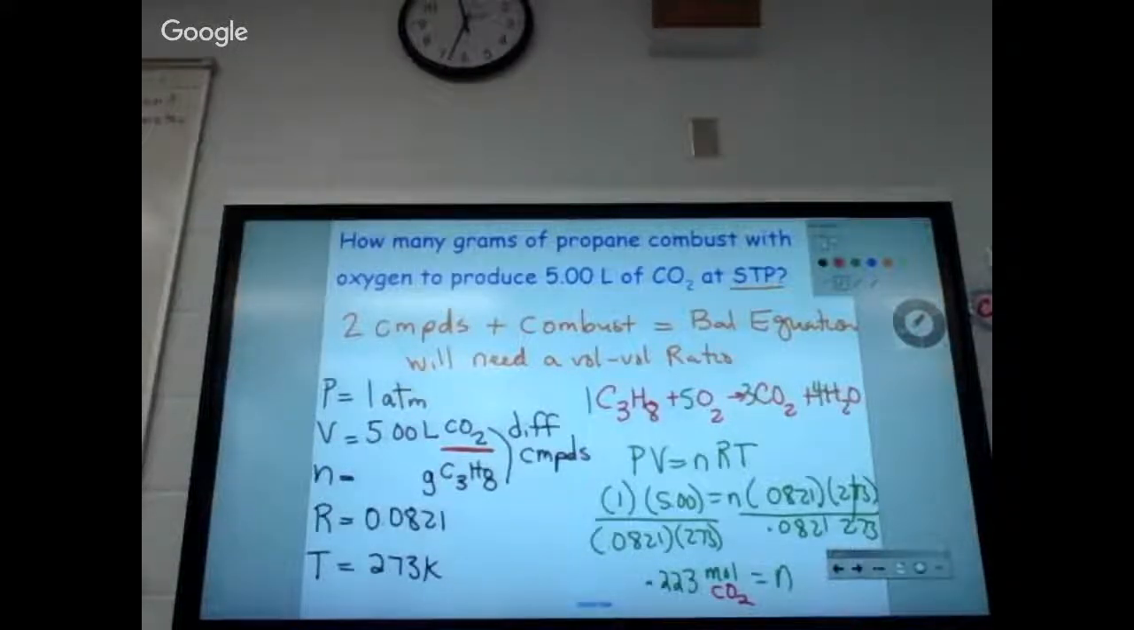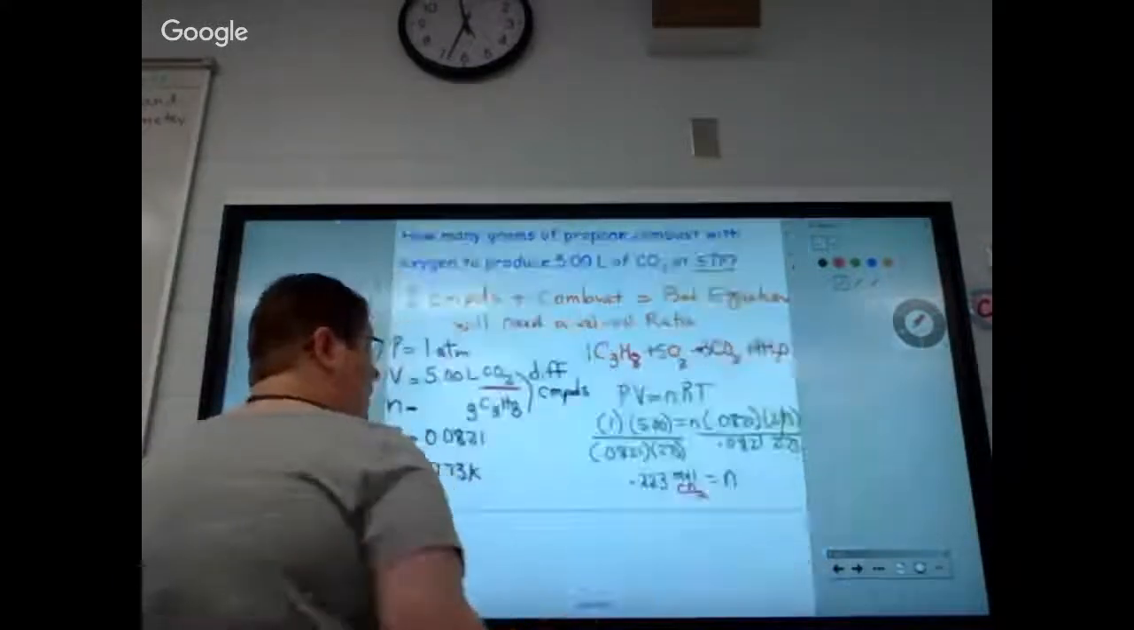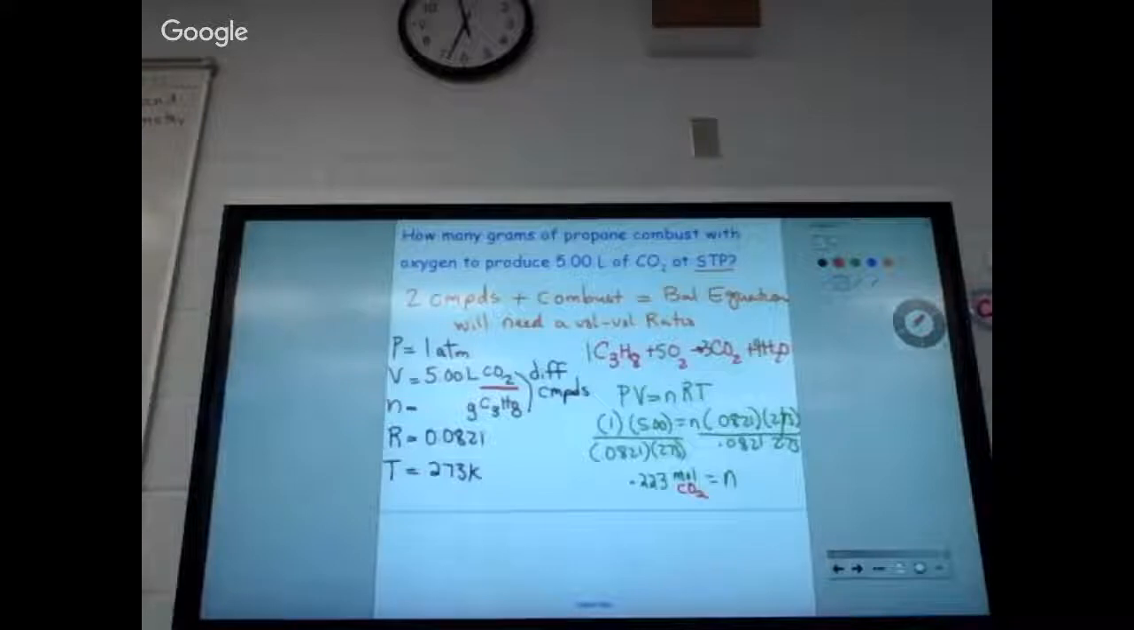So, if that's moles of CO2, is that what they asked me for? No, it's not. So, I have a problem, right? So, I've got to change it. Now, I have two ways that I can solve this. And I did this intentionally to show y'all the old way, and then I'm going to go back and show you the new way.